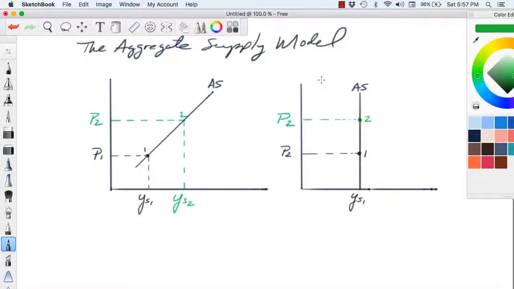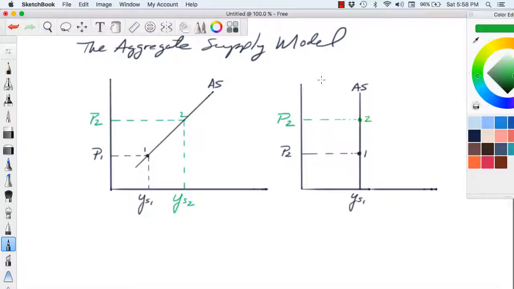In this particular video, we're going to take a look at the derivation of the aggregate supply curve. This is really the second part of a three-part series on the development of the aggregate demand, aggregate supply model. So I'm assuming that you've already watched the aggregate demand video where I developed the aggregate demand model.